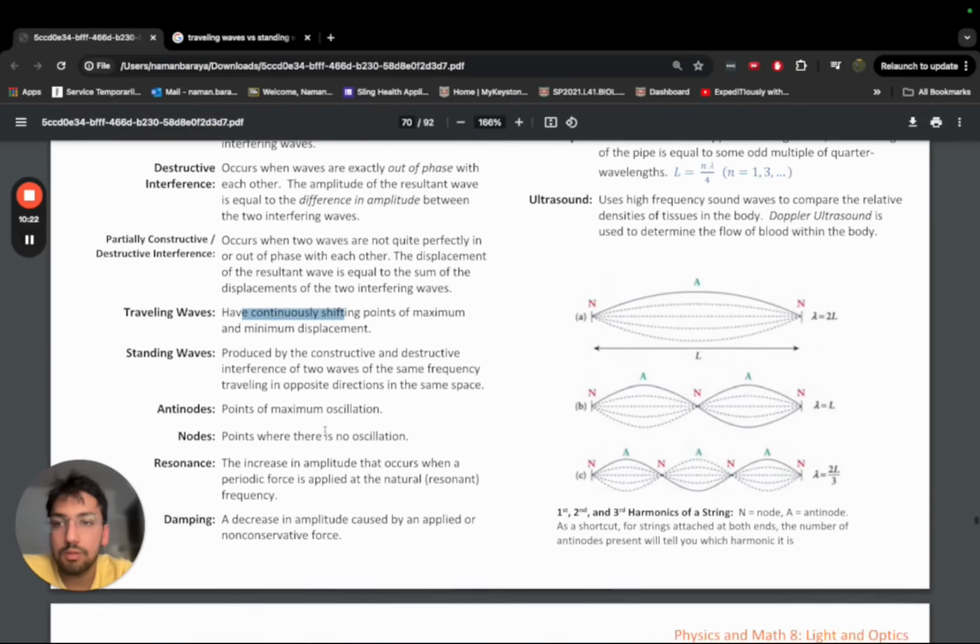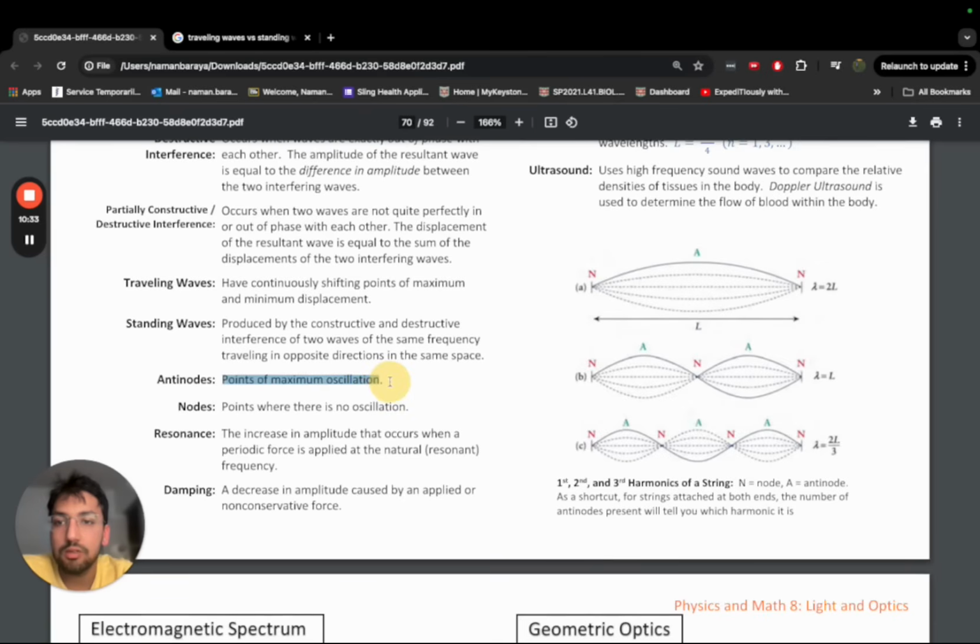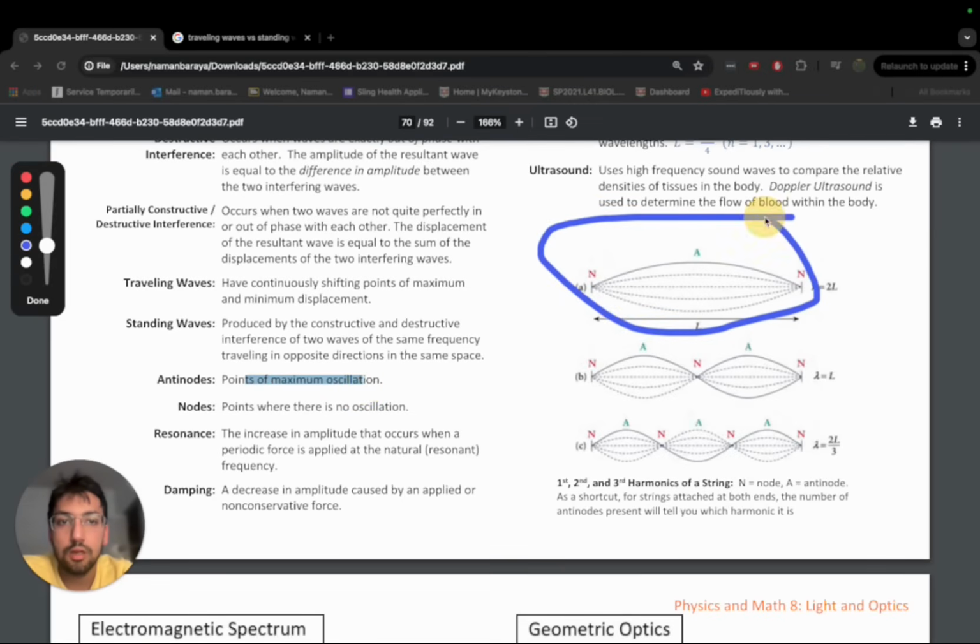Okay, so again, traveling waves have continuously shifting points of maximum and minimum displacement, and standing waves are the same frequency traveling in opposite directions in the same space. Antinodes and nodes. Nodes are where there's no oscillation, antinodes are where there's maximum oscillation. If we're looking at this wave over here, this is the node and this is the antinode, because if we think about this as a traveling wave, then this is one point and this is another point and this is another point.